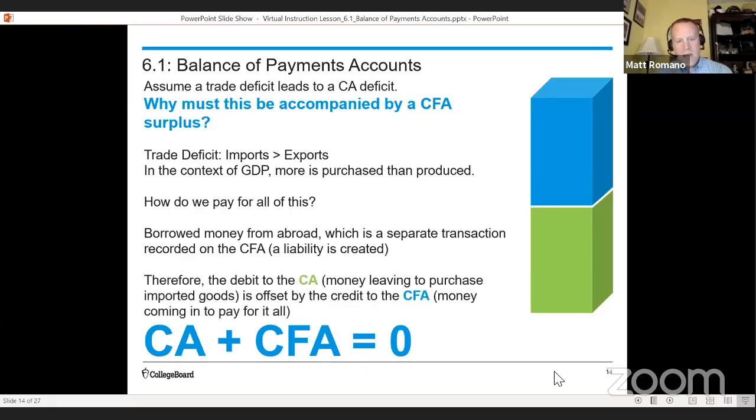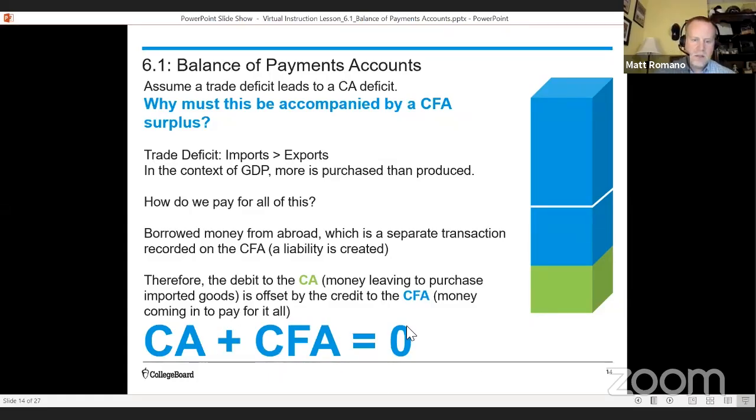So the debit to the current account, that trade deficit, money leaving to purchase all those imported goods, is going to be offset by a credit to the capital and financial account. And remember, that white line was zero. The capital financial account is going to move past zero into a surplus, while the green, the current account, is going to move into deficit as a result. They still balance each other out, but you now have a surplus on the capital financial account and a deficit on the current account. That's the reason why.